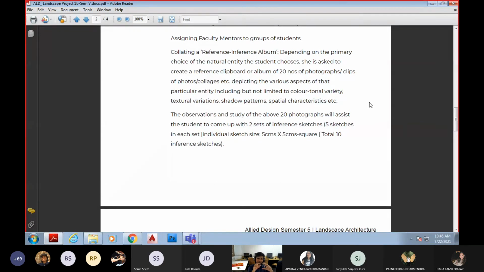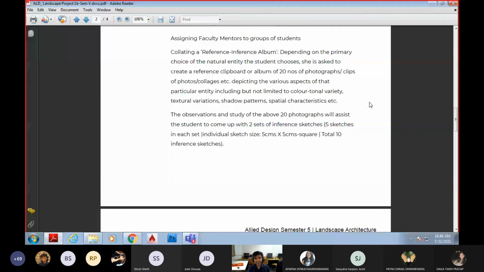So those sketches could be an edge detail, an overall plan, or just textures, but that convey one of the binaries that you're speaking about. Okay, so 20 reference images, 5 sketches that define one half of the binary, 5 sketches that define the other half of the binary. Now these sketches have to come from your reference album. So that is the reference and that's the inference.